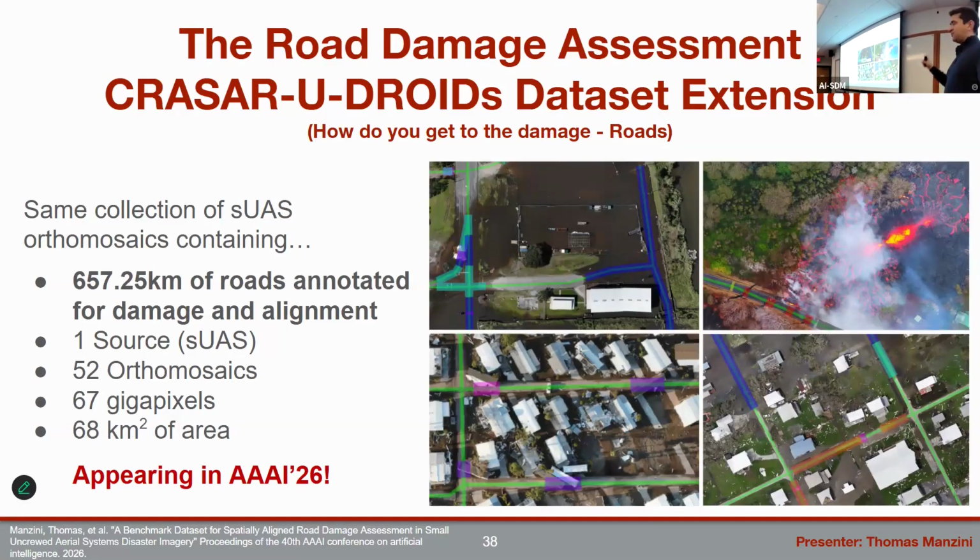To that end, we've also just released the RDA road damage assessment extension of the Cracer U-Droids dataset. This is only the drone component, but it's 657 kilometers of road, all labeled according to a custom schema that is practitioner relevant. We spent a lot of time interviewing people at FEMA and Texas Department of Transportation to make sure that these labels were worthwhile. It's the same 67 gigapixels that you're familiar with from Cracer U-Droids, the drone portion, and the same area, so it's all parallel data. If any of you are interested in multitask learning, there's a bunch of cool problems in here that I can point you to.